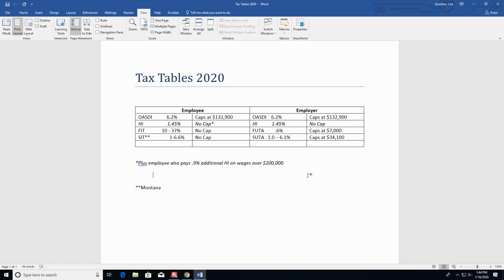Okay? These are the 4 taxes the employer pays. Dollar for dollar, they match you on OASDI and HI, except for that 0.9. Then they also pay FUTA and SUTA, federal unemployment and state unemployment. FUTA is a tiny tax, 0.6%, up to $7,000. So it's $42 a year if I pay you more than $7,000.